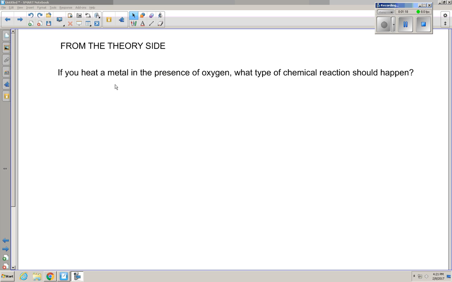From the theory side, we spent a lot of time in class talking about theory. How should atoms behave? If you took a metal and put it in the presence of oxygen and heated the daylights out of it, what type of things should happen? Are metals reactive? Is there any way you could look for evidence from the periodic table to determine whether metals are reactive or not? And is oxygen a reactive atom? What indication do you have that oxygen might be reactive?